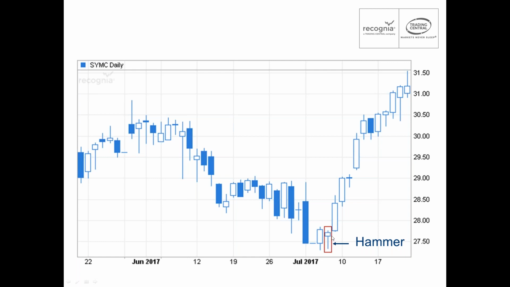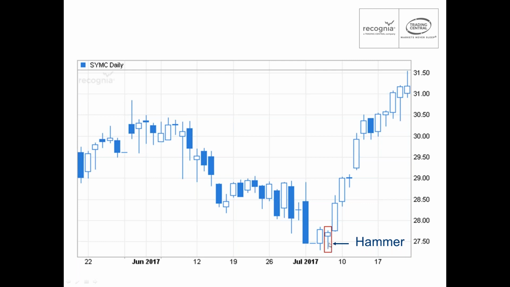But on the day this hammer occurs, what is the sentiment of traders on that day? Well, they started the day fairly bearish because immediately the stock opened near the highs of the day and moved down lower almost immediately. But then something happened during the course of the day to cause them to change their perspective on this stock.